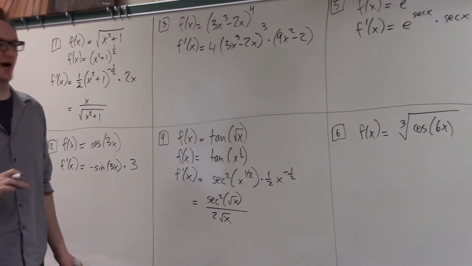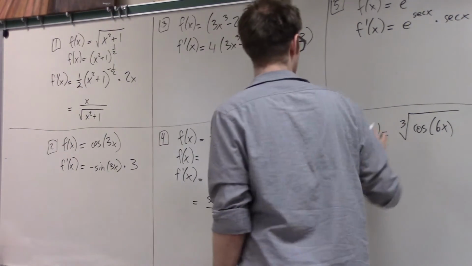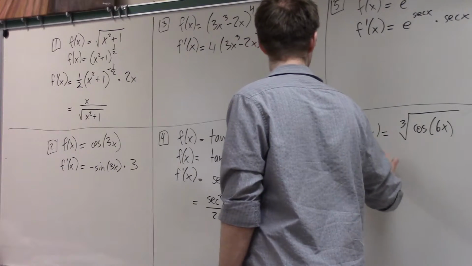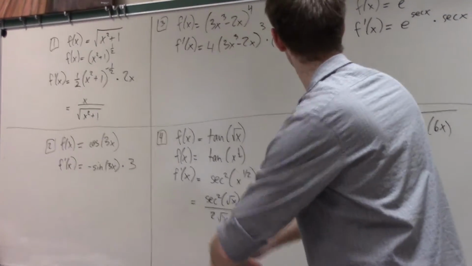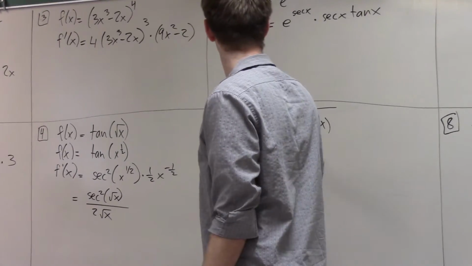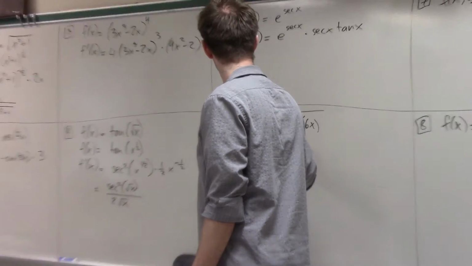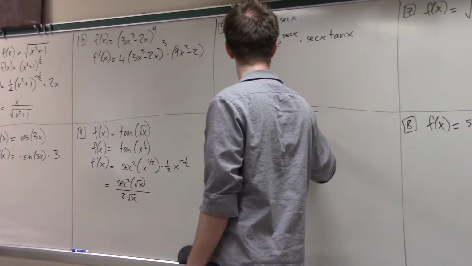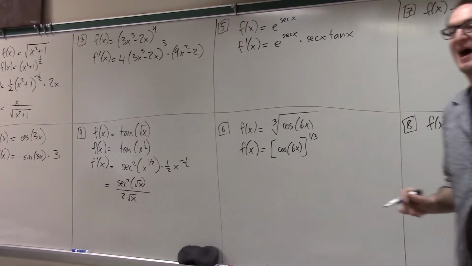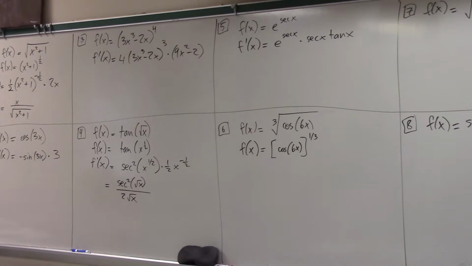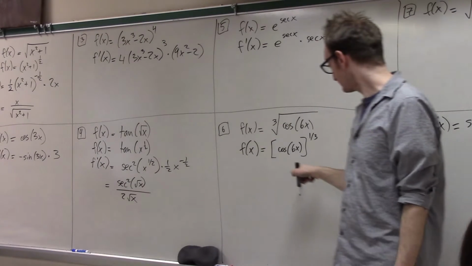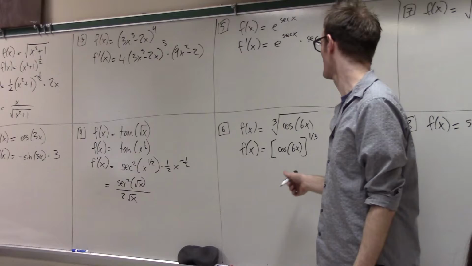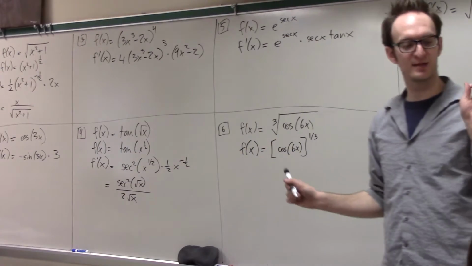All right, 6 is kind of hard, right? First, I will rewrite this as cosine 6x to the 1/3. But now, you need to think of it as an inner function and an outer function. The chain rule is recursive, right? So you have to think about it this way.